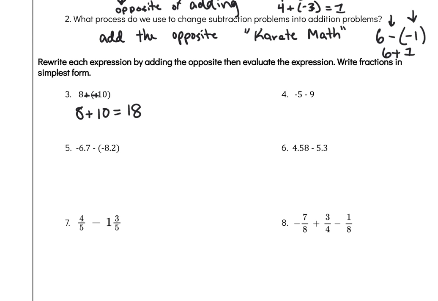For number 4, I'm going to rewrite this. I only do things after the first number, so I have a chop and a slash coming here. So I have -5 plus -9. Two negative numbers being added together. Add like normal. 5 plus 9 is 14. But since they are negative, we have to make this negative.